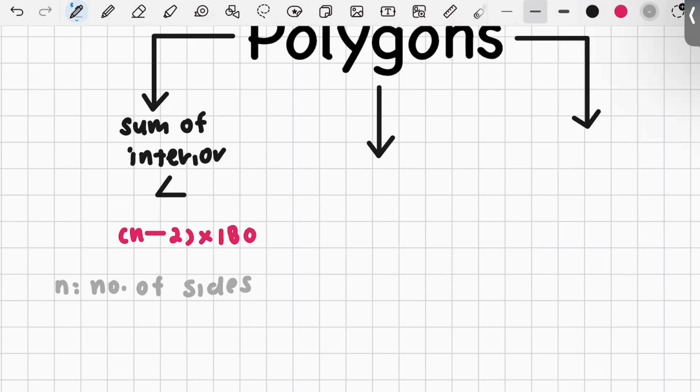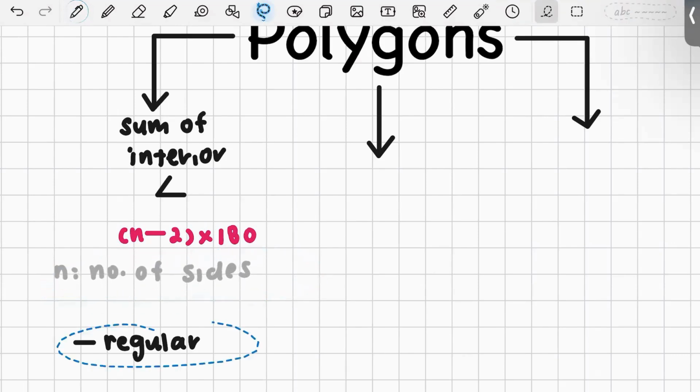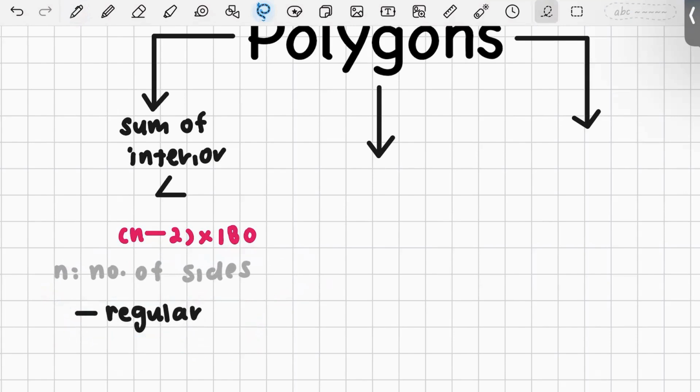So when you're looking at polygon questions, I always want you to make sure to look out for the word regular. When the polygon is regular, it means that all the lines are equal. So when all the lines are equal, every single interior angle is the same. So this is how it works here: (n - 2) times 180. So what happens if you want each angle of a regular polygon? You just take the sum divided by the number of sides.